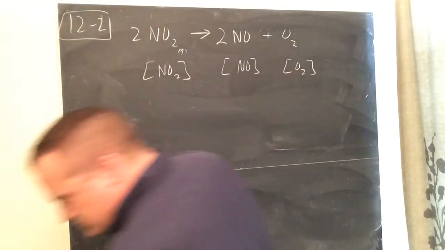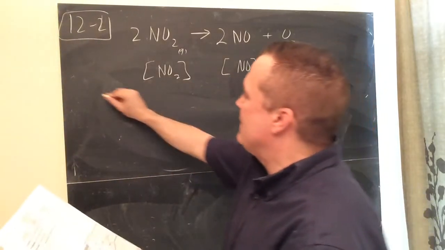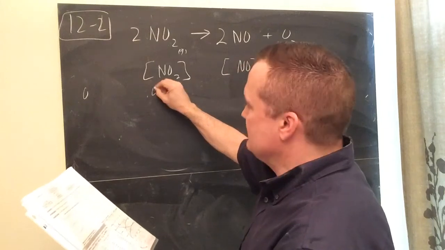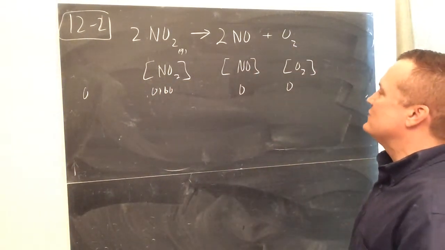So look at what happens as time goes by to these things that you see here. It says that NO2, look on the very first at time 0. I won't write them all down, but at time 0, it's 0.0100 for NO2. You have no NO and no O2.